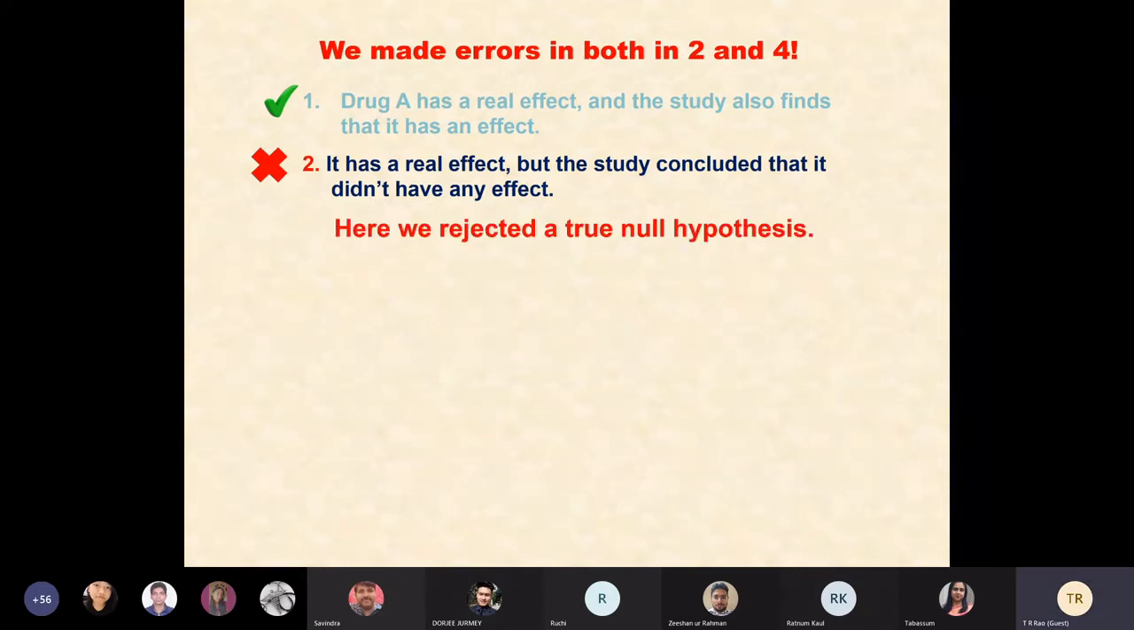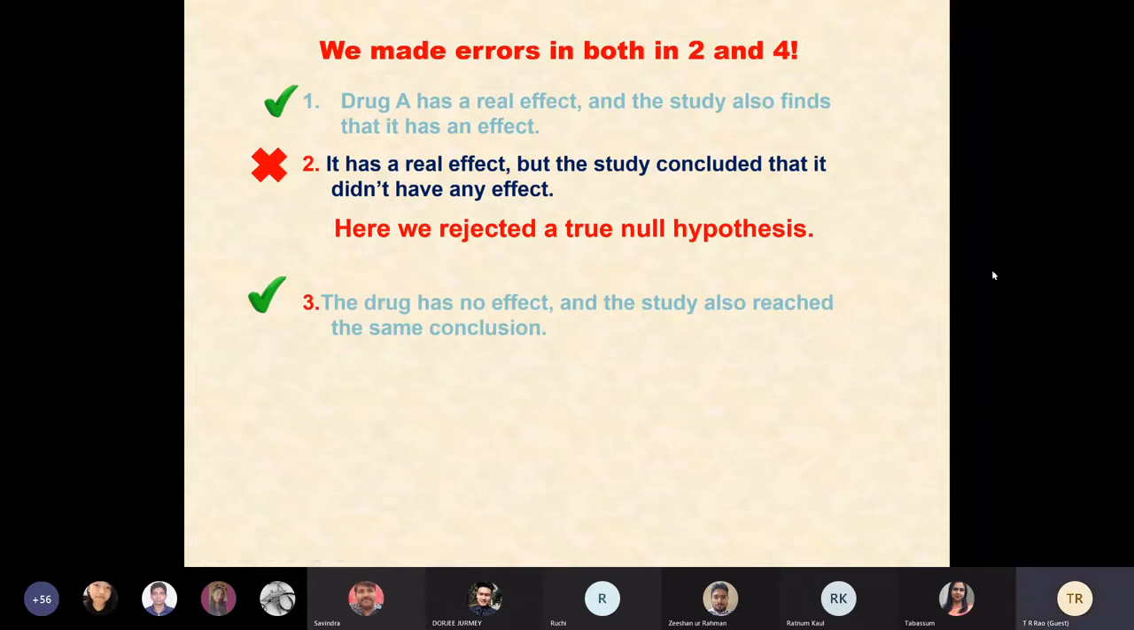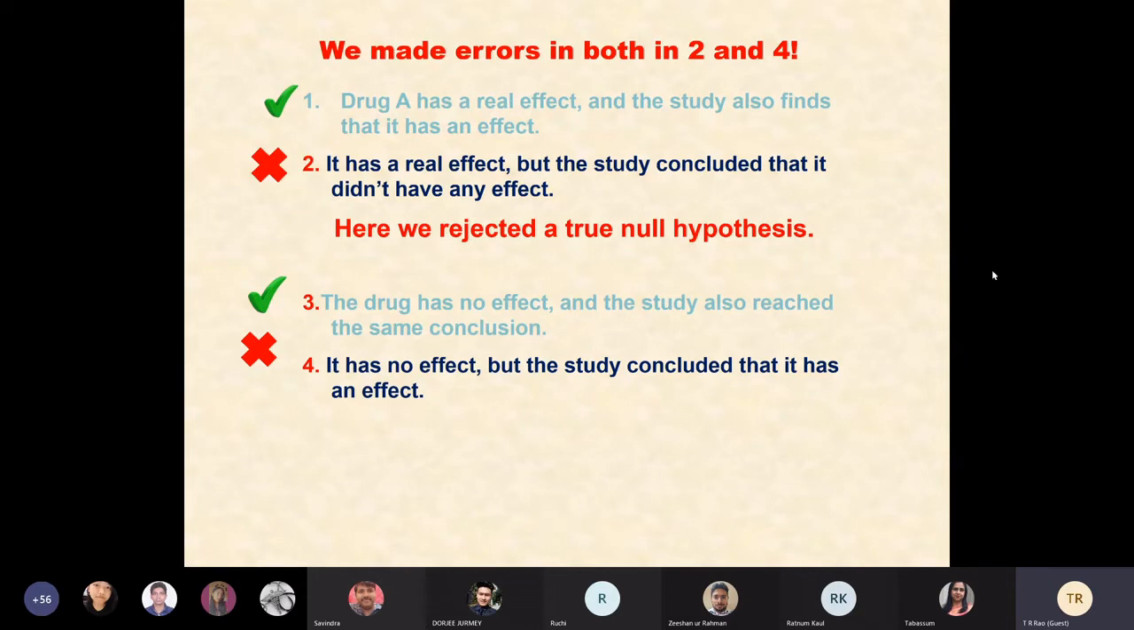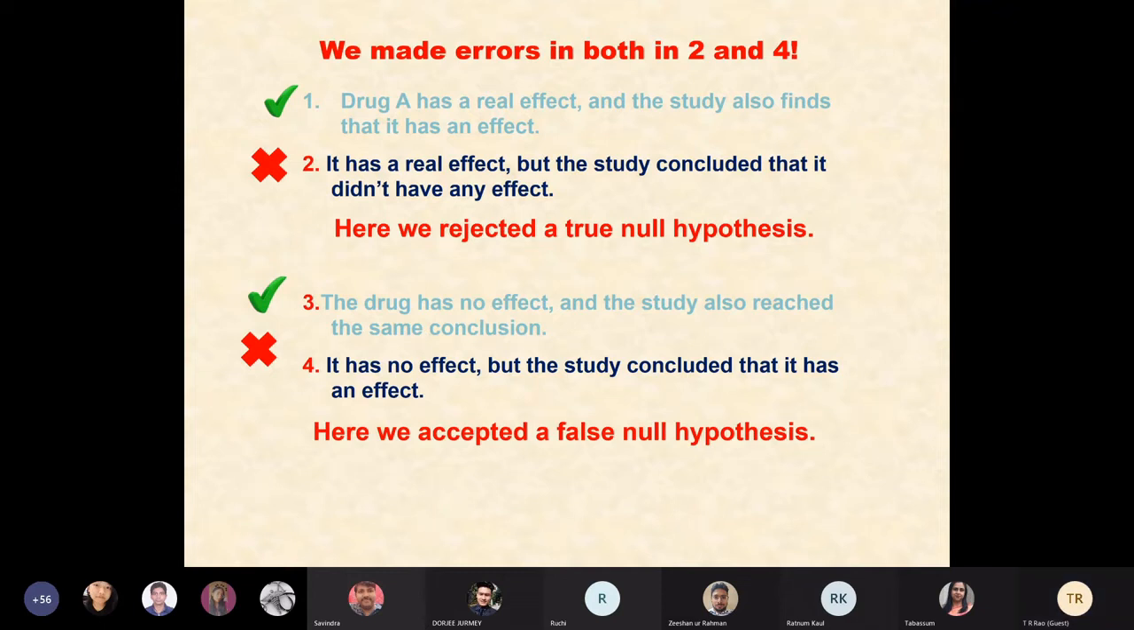Here we rejected a true null hypothesis. Our null hypothesis was true, but we rejected it. Again, the 4th one: it has no effect, but the study concluded it has an effect. There also you made a mistake, right? Both are errors and both are bad. So these are the 2 errors we committed, or possibly could commit. You will not commit both, of course. You commit one of them.